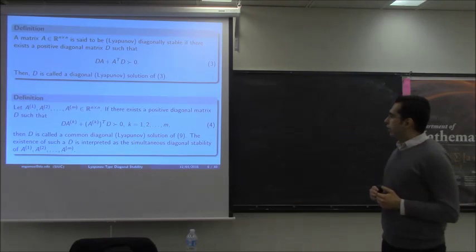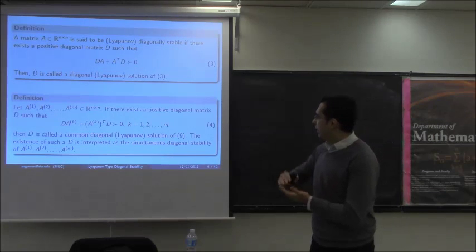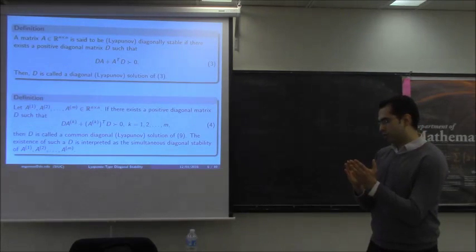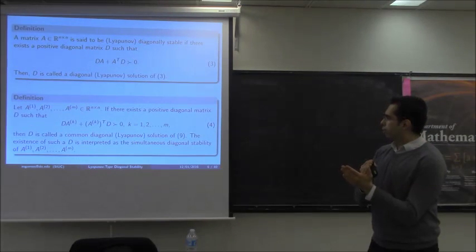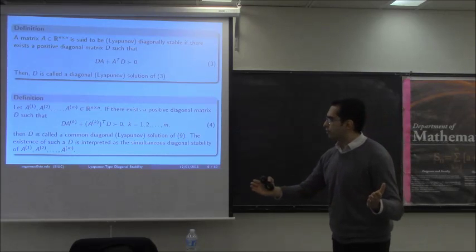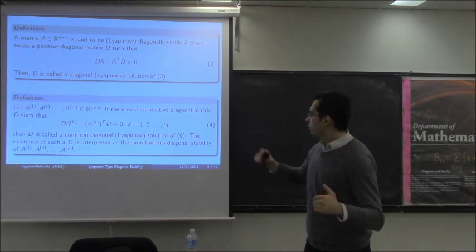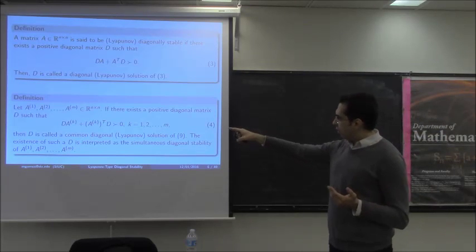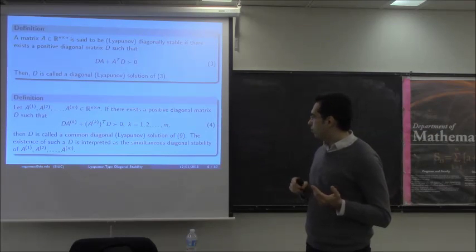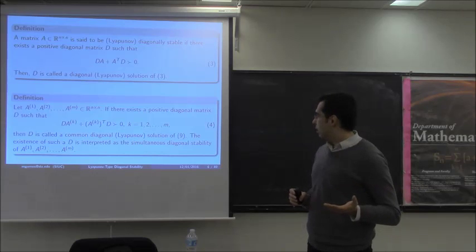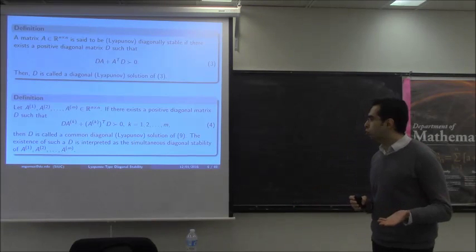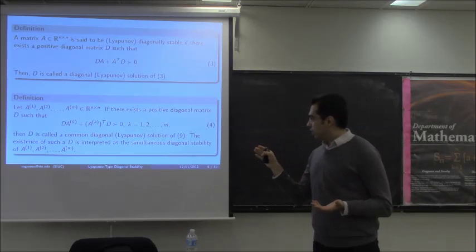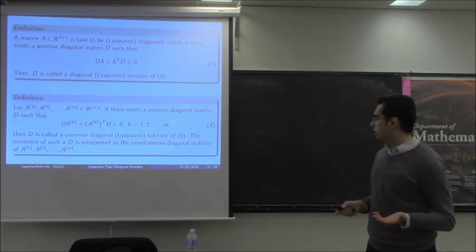We also deal with an extension of this diagonal stability, to check if we have a set of matrices A1 through AN. If there exists a positive diagonal D such that AK plus AK transpose D is a positive definite matrix for each K, then this D is called the common diagonal solution of this system, and the existence of such a D is interpreted as simultaneous diagonal stability.